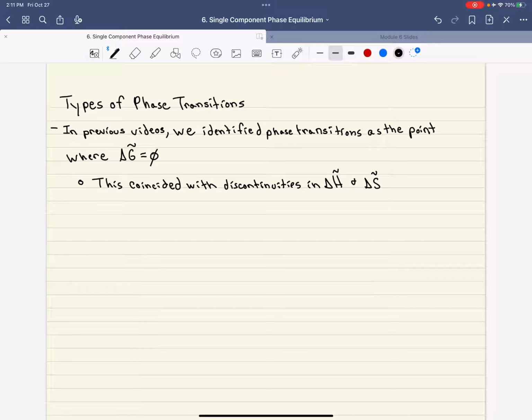Or in other words, as we go from one phase to another, the enthalpy and the entropy would change in a discontinuous manner. Okay? To be precise, we refer to this sort of process or this sort of phase transition as a first order phase transition. So this type of phase transition is referred to as first order.